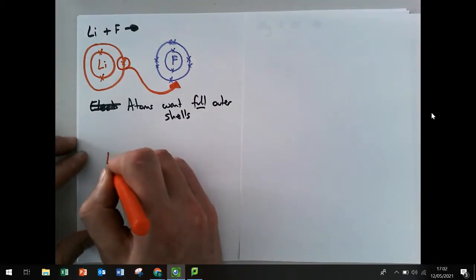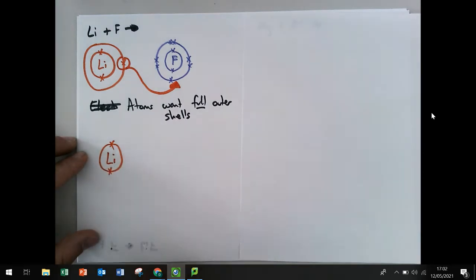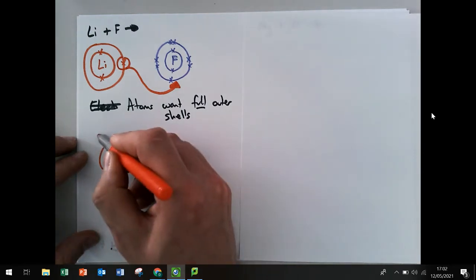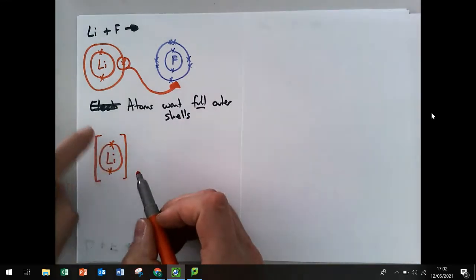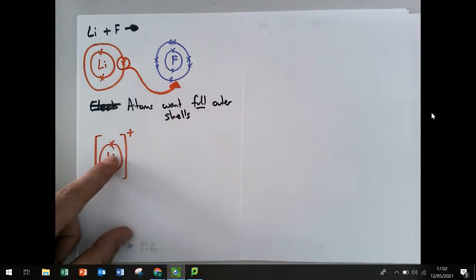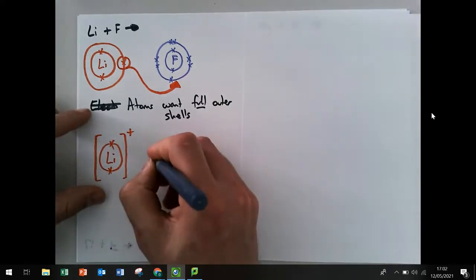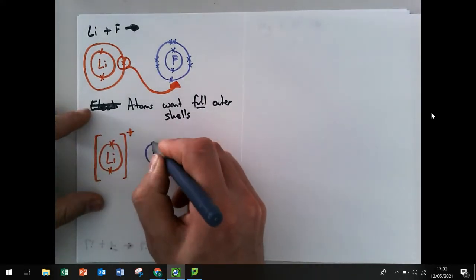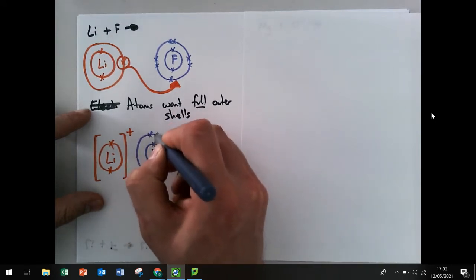So we can draw lithium with its now full outer shell. And you might remember from my previous video or class that it's now got a charge. It's lost an electron, so it's become positively charged. Fluorine, what's happened to fluorine? Well, now it's gained an electron. So let's draw its electron structure.